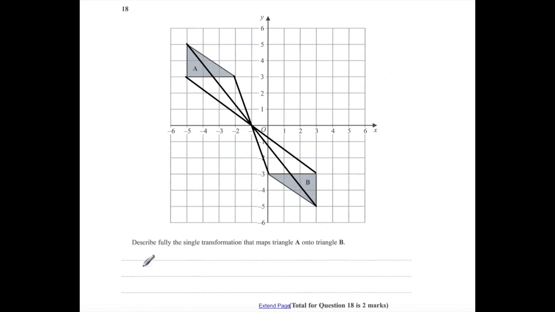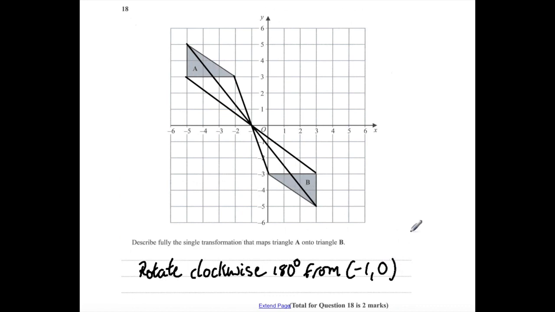So rotate clockwise 180 degrees from (-1, 0). And that's your answer.